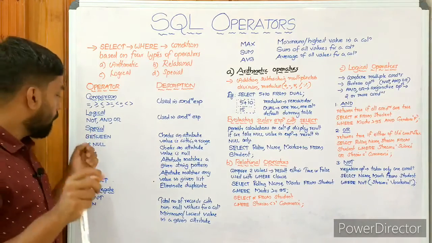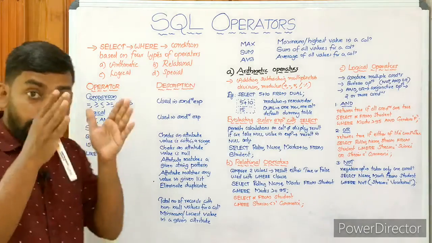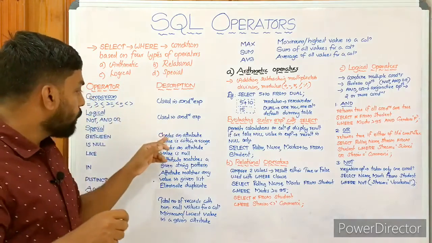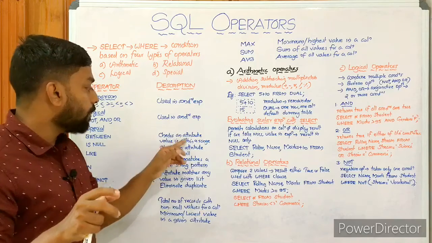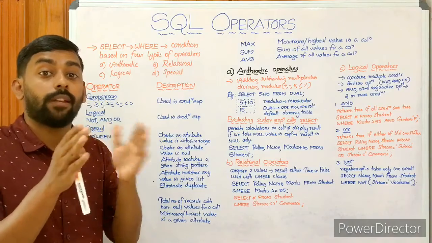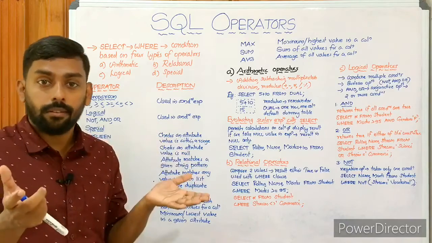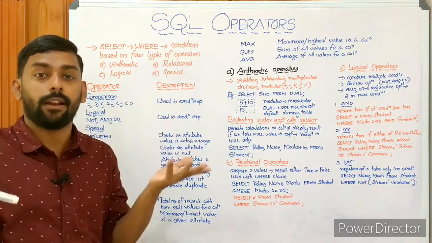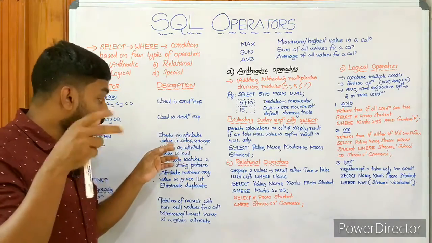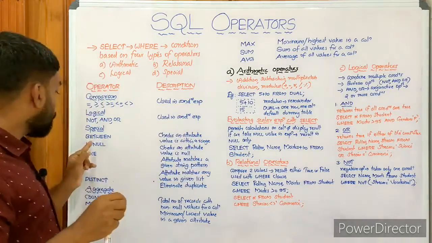Okay, special operators. We have between. Between means between two values. The term itself means between two values, so it checks whether an attribute or column value is within a range or not. For example, marks between 90 and 100. That checks whether a column value is within a range or not. Then the next one is null.